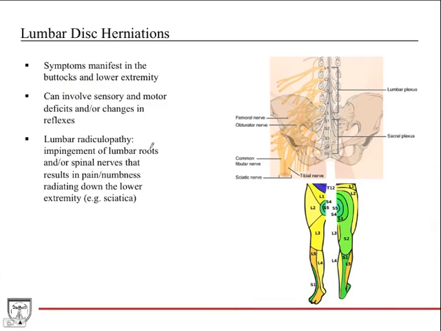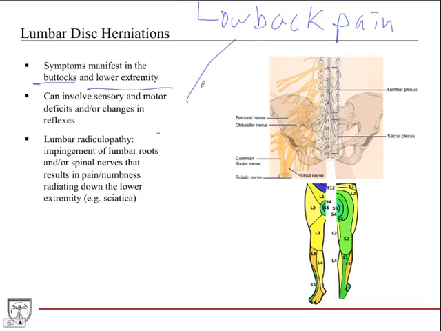Now, the symptoms of lumbar disc herniations manifest in the buttocks and the lower extremity. So what happens is this is low back pain, one of the most, if not the most, common complaints at a doctor's office. It's going to start in the low back, and then it's going to radiate down into the buttocks or even into the lower extremity, and it can go all the way to the foot. So it can involve sensory and motor deficits. It also can involve changes in reflexes.